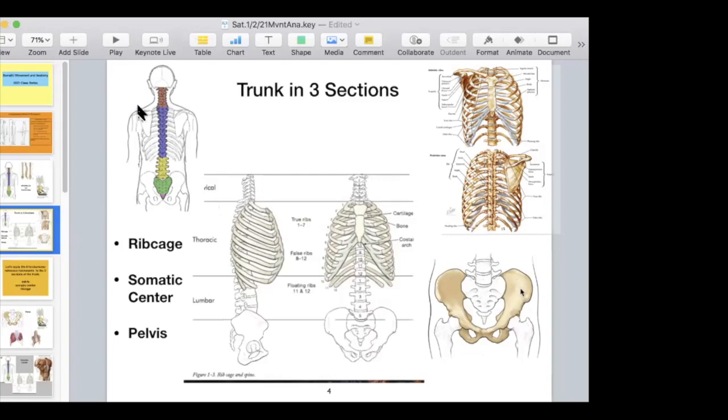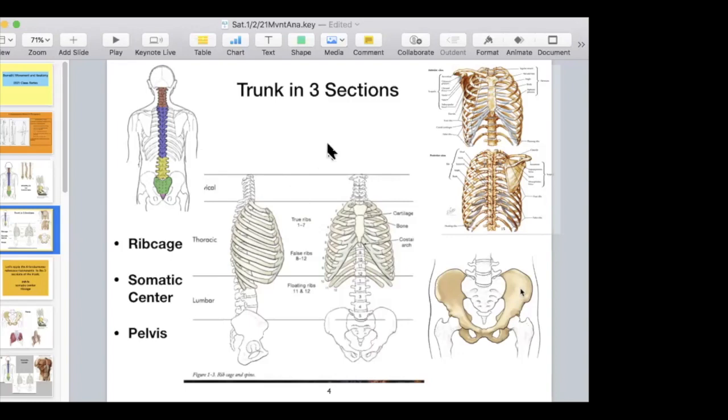The cervical spine, head and neck are not considered part of the trunk. They come up. They're very important. We're not going to work with them today. Okay, so those are the three areas that we're going to work with today.